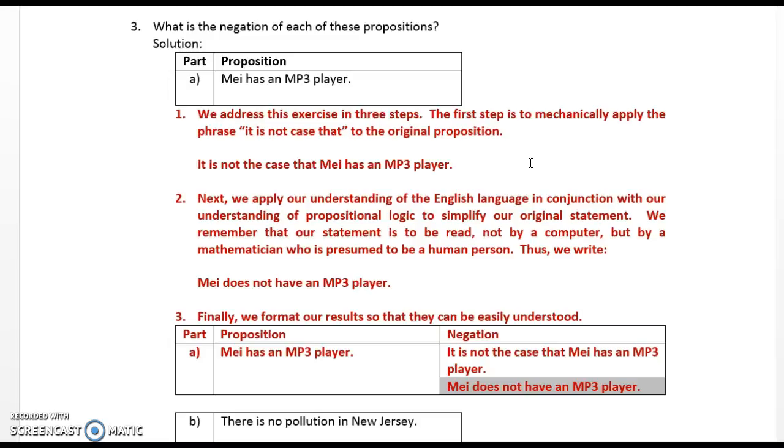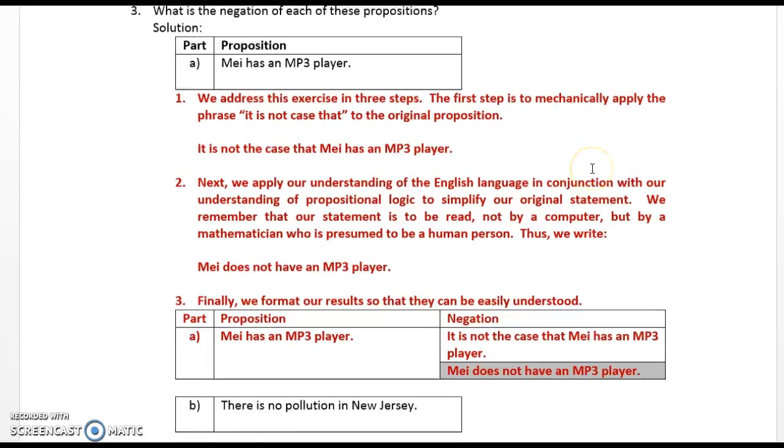Number 3, what is the negation of these propositions? Part A. Me has an MP3 player. We address this exercise in 3 steps. The first step is to mechanically apply the phrase, "It is not the case," to the original proposition. It is not the case that me has an MP3 player.